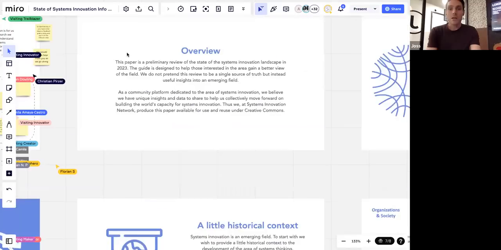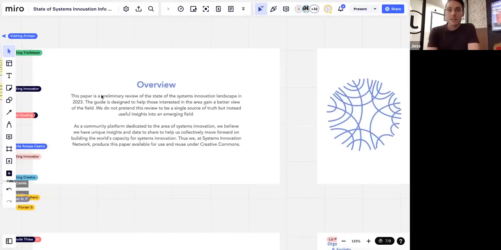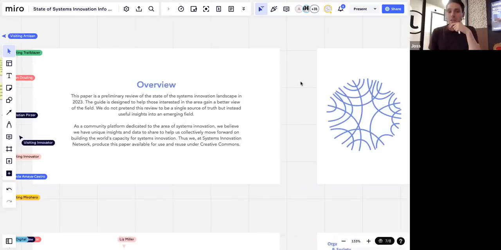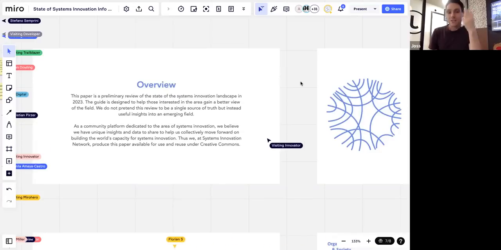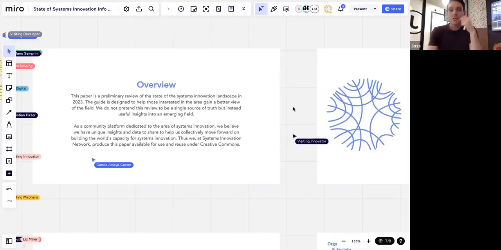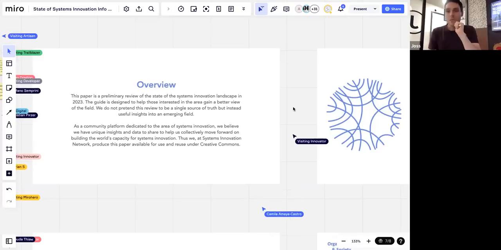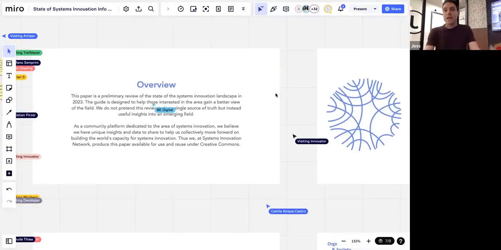So here we are: State of Systems Innovation. It's a preliminary review of the state of this emerging field we call systems innovation. We understand ourselves as the Systems Innovation Network, right? Myself and Anya and the rest of the team, what we're doing is trying to build this emerging field, this capacity for systems level innovation. And we thought it only appropriate that we do a review or an assessment of some kind. This is a very preliminary assessment of where we might be in the development of this new field, and what does that look like?